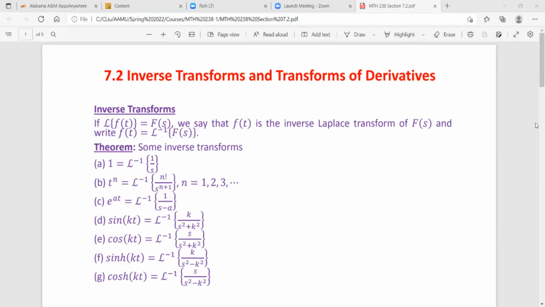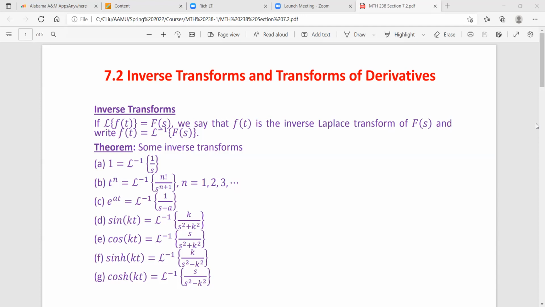Basically these are the same formulas we had in the previous section. You just rewrite them in terms of the inverse Laplace transform, backward. For example, the inverse Laplace transform of n factorial over s to the n plus 1 is t to the n, where n is a natural number. We know that because we already found that the Laplace transform of t to the n is n factorial over s to the n plus 1.